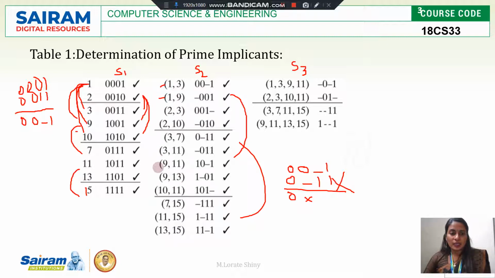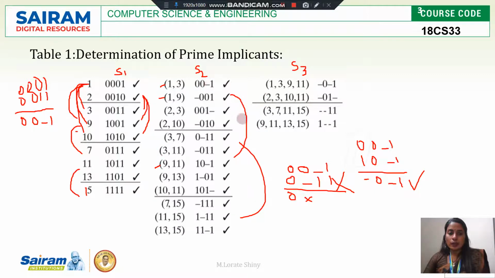1 3 and 9 11 will check. So 1 3 is having 0 0 dash 1, 9 11 is 1 0 dash 1. Now if you are getting two dashes, this can be written in stage 3. So dash 0 dash 1, this can be written in stage 3. So the min terms are 1 3 and 9 11.